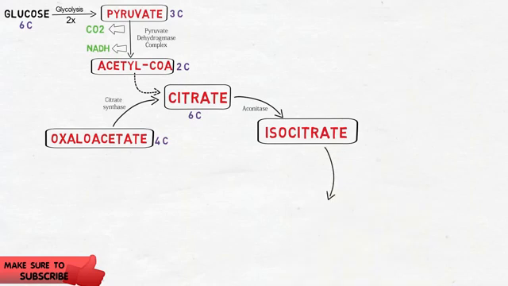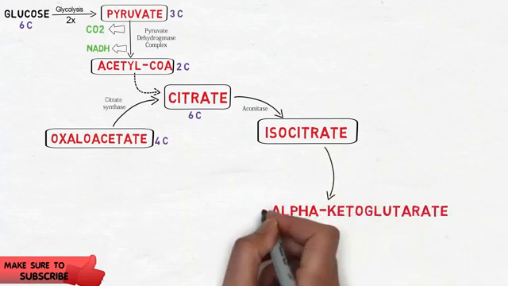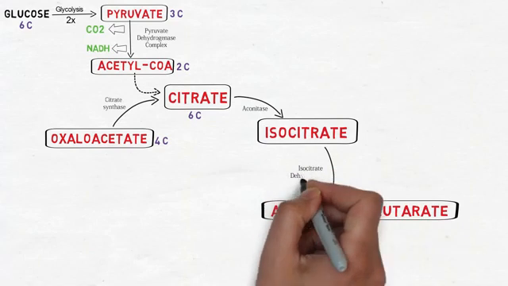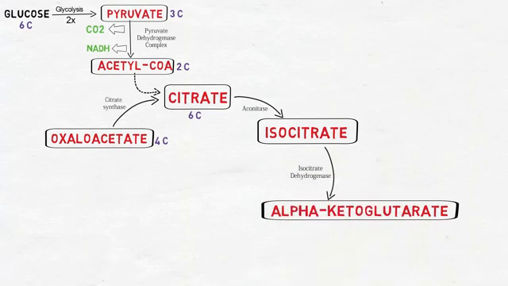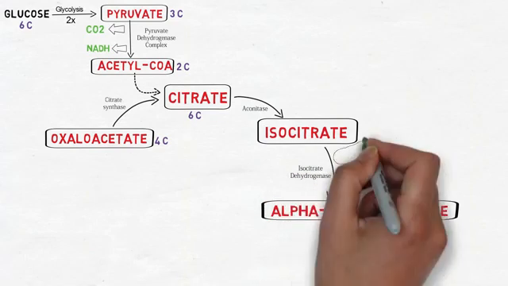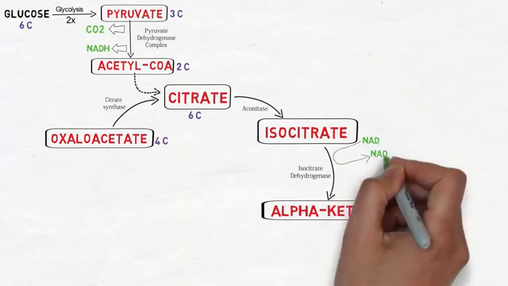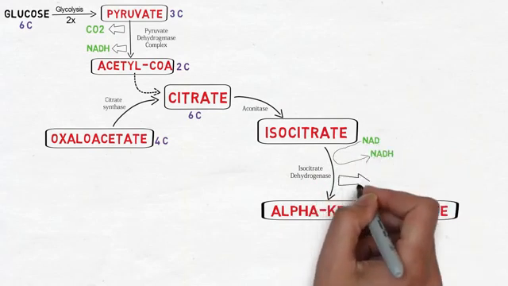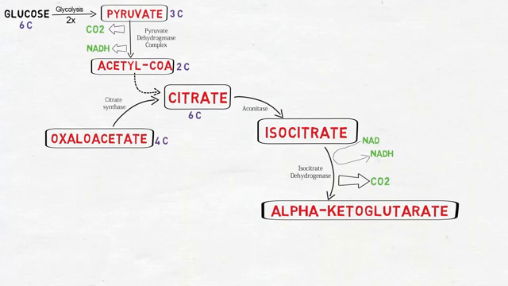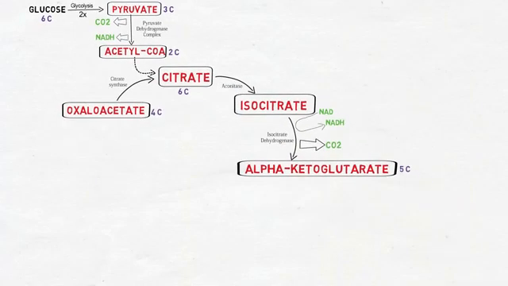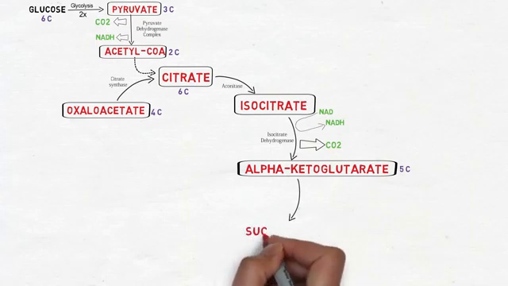Next, the isocitrate is oxidized into alpha-ketoglutarate by the enzyme isocitrate dehydrogenase, and in this reaction a molecule of NAD is reduced to NADH and a molecule of carbon dioxide is generated. Hence, the alpha-ketoglutarate is a 5-carbon compound since one molecule of carbon is lost into carbon dioxide.